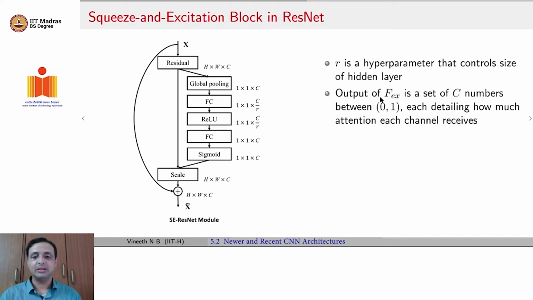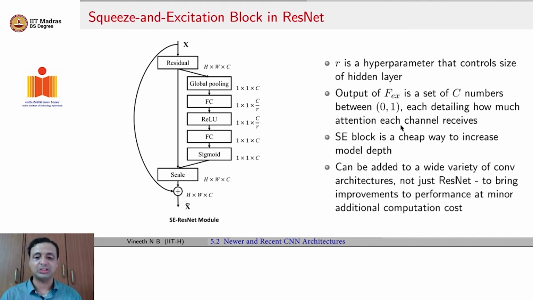Just to explain this, the output of f(x) is the set of C numbers between 0 and 1, each detailing how much attention each channel receives. We talked about it as the scaling for each channel. And this becomes a simple way to increase model depth artificially. To scale up each channel is one way to increase the effect of model depth. And this could be added to a wide variety of convolutional architectures, not just ResNets, but many architectures, and can help improve performance with very little added cost.